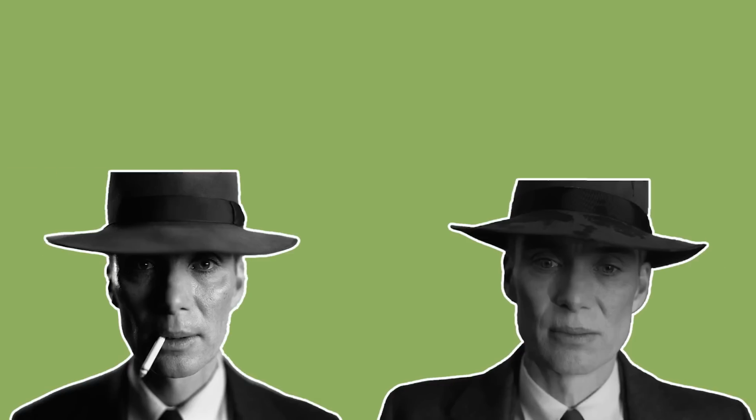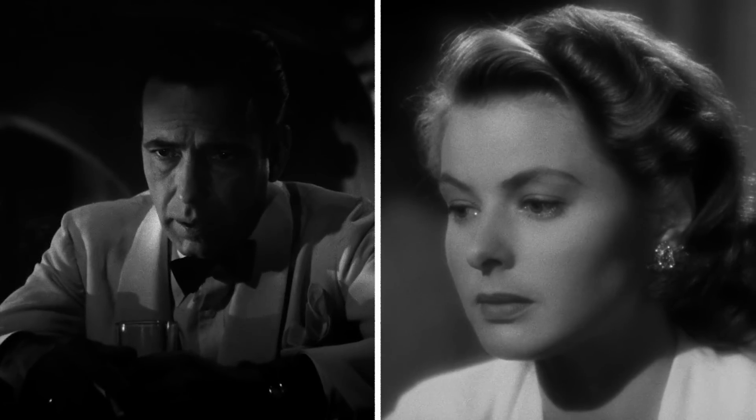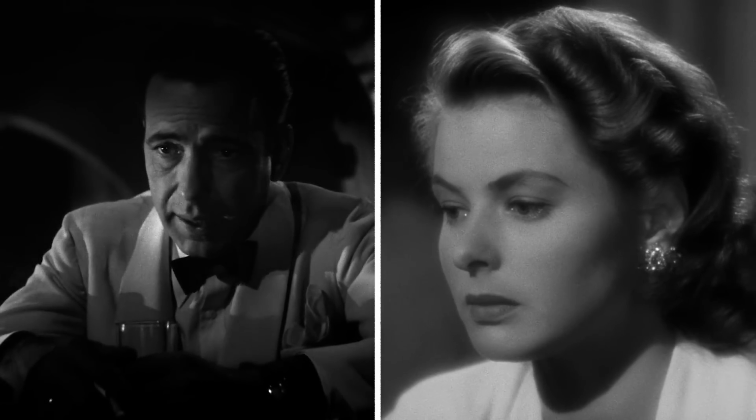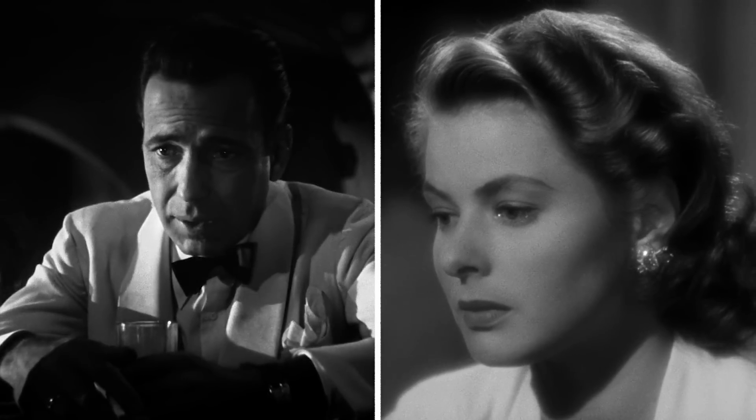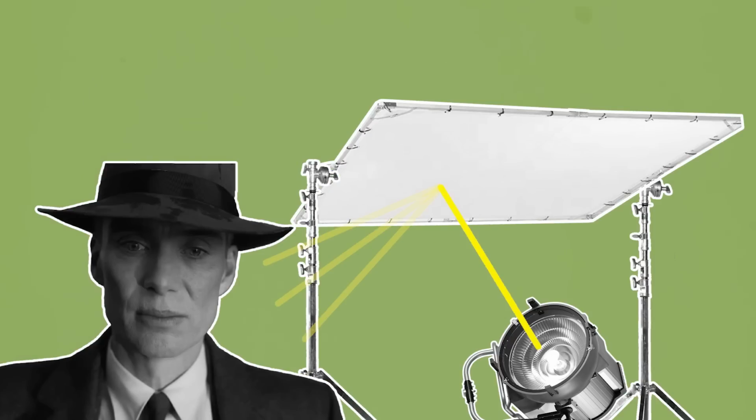In this video, I'll explain what hard and soft light is and how each can be used in different applications to impact the visual storytelling of a film. Then I'll go over some film equipment and techniques that are commonly used to alter the quality of the light.